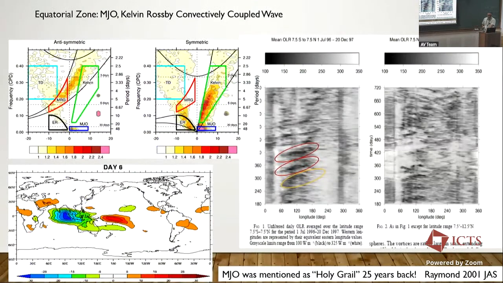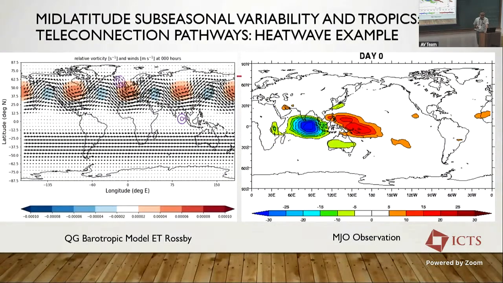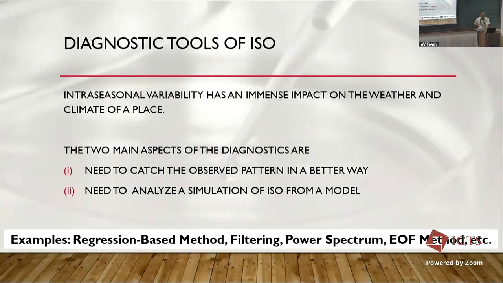So there are a lot of interesting features like this. And it is a multi-scale system. You have a lot of cloud bands and waves moving inside. Such a complex system we are trying to model. So what we are trying to do here as a classroom problem is to capture the observed pattern in a better way and analyze the simulations.